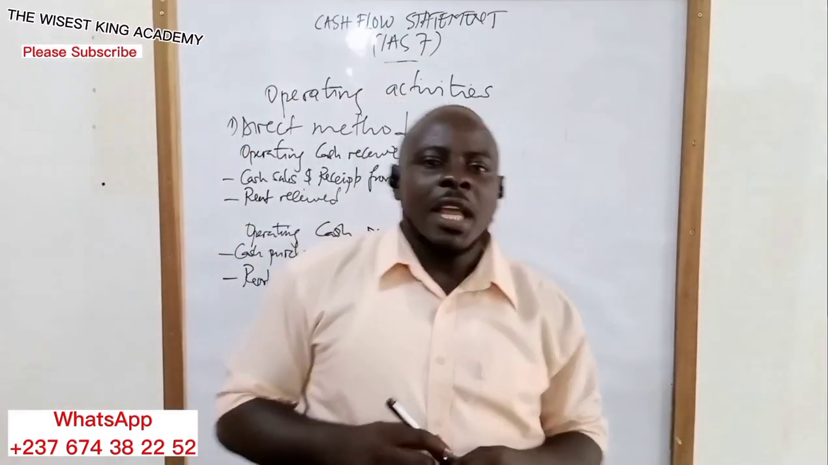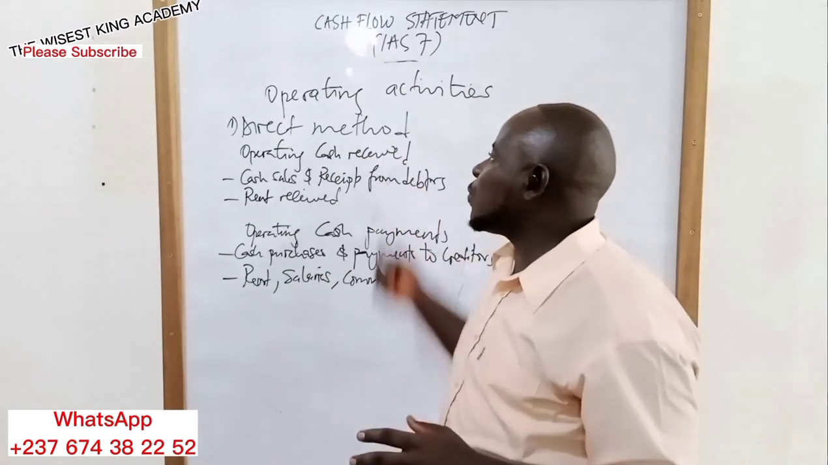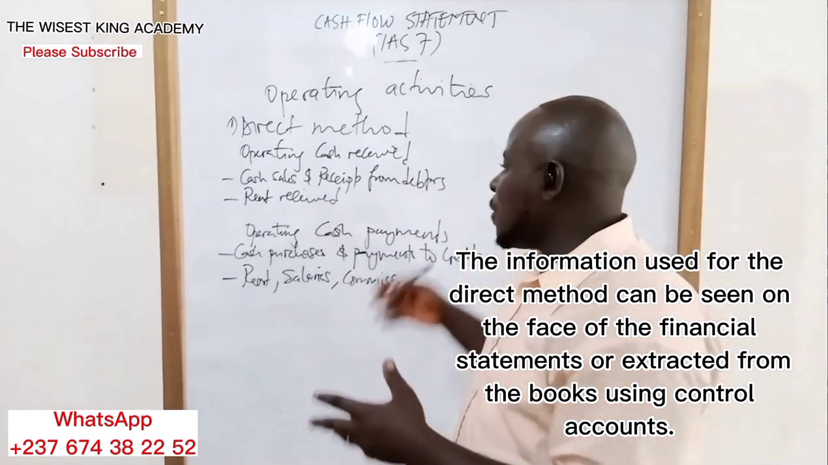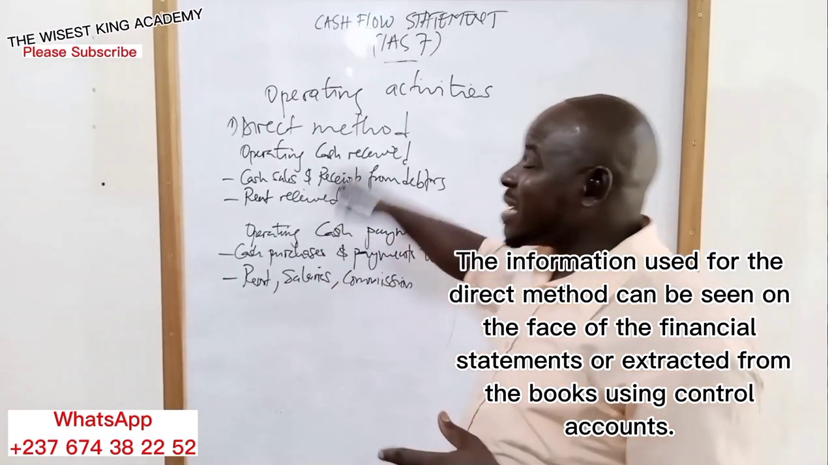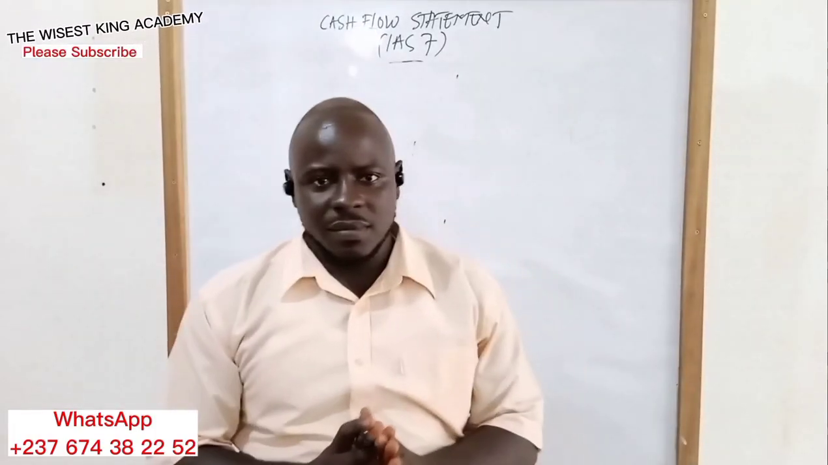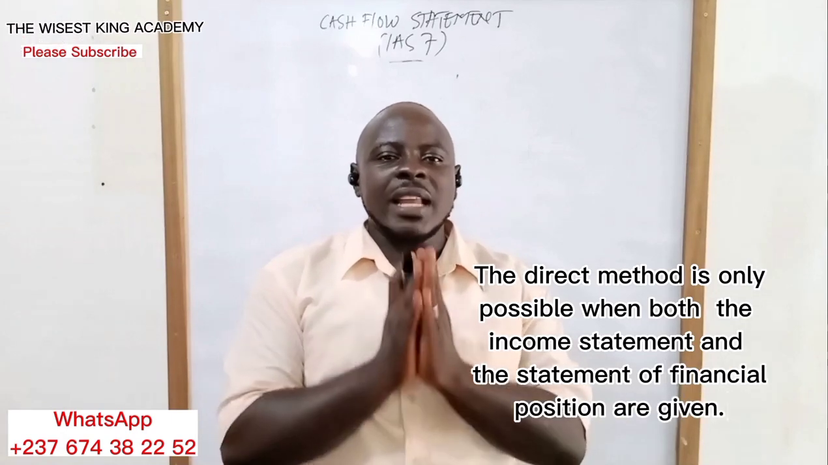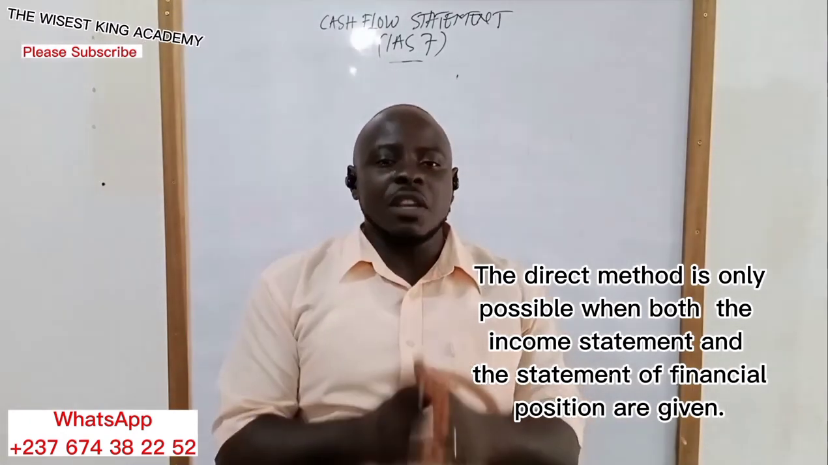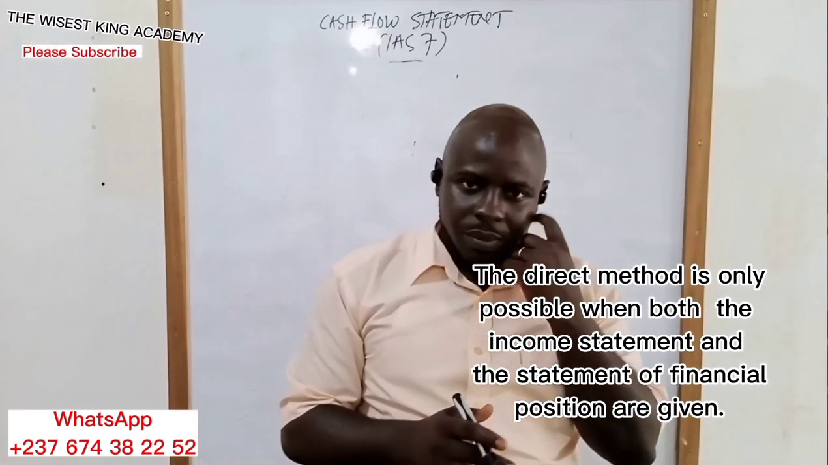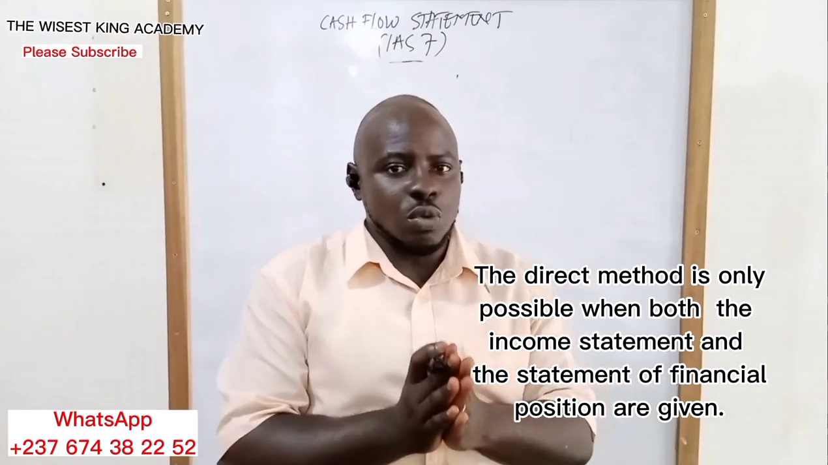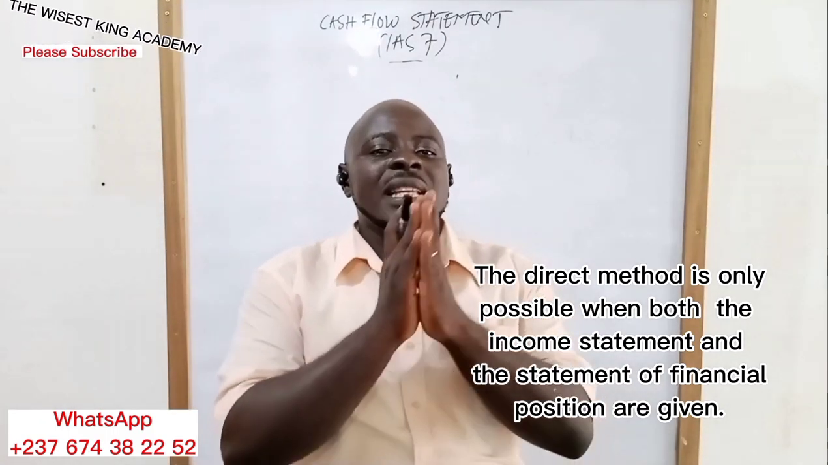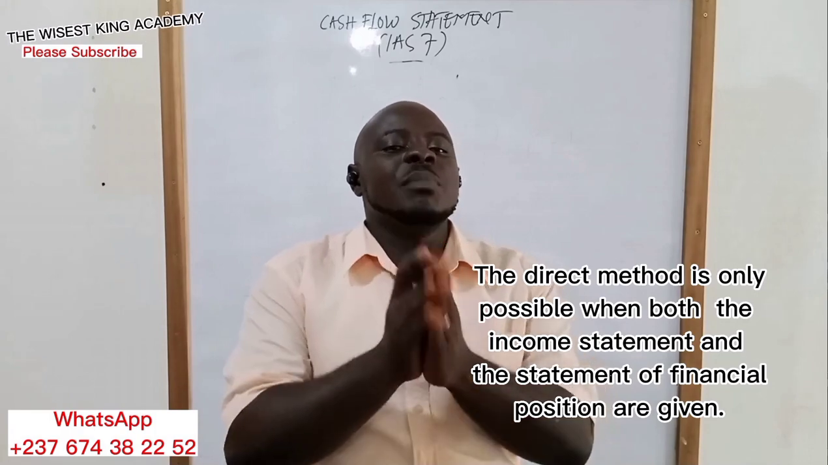Now, let's get this. Very, very important. The information used to determine the net cash flow using the direct method can be obtained directly on the face of the financial statement or extracted from the books using control accounts. Okay, note this. It is impossible to prepare the cash flow statement using the direct method if you have been given only the statement of financial position. I repeat, it is impossible to determine the net cash flow from operating activities using the direct method if you have been given only the statement of financial position.